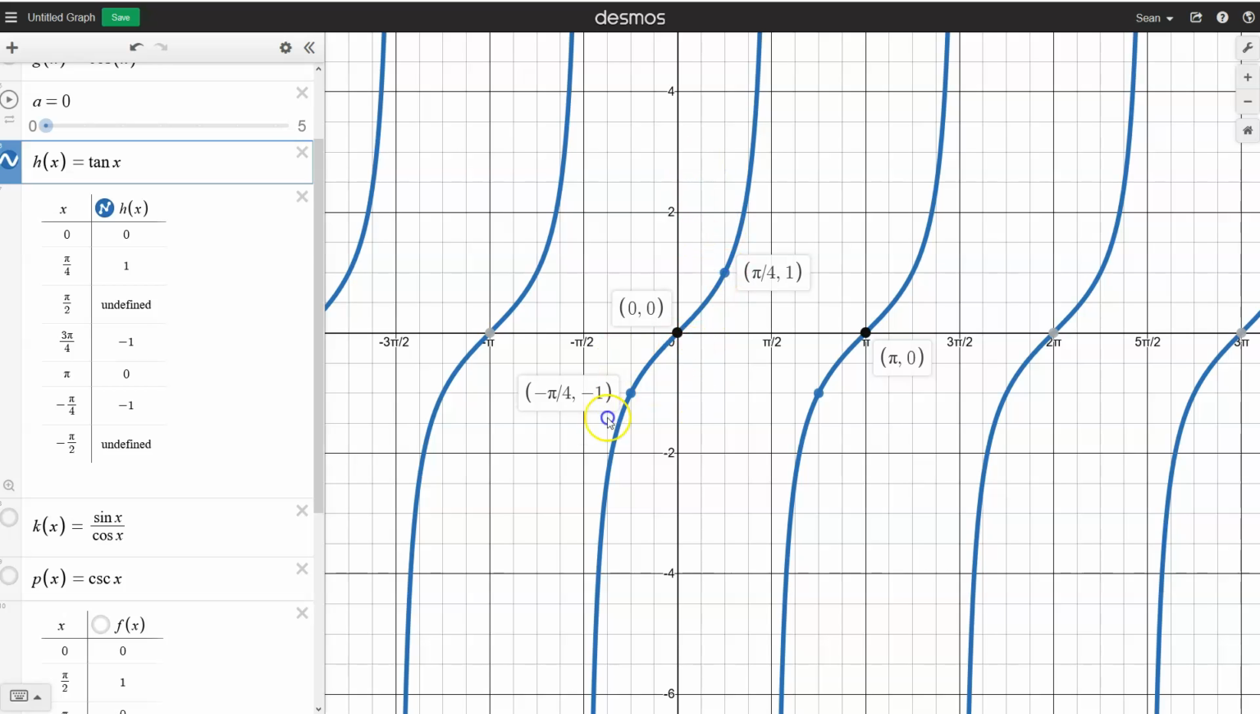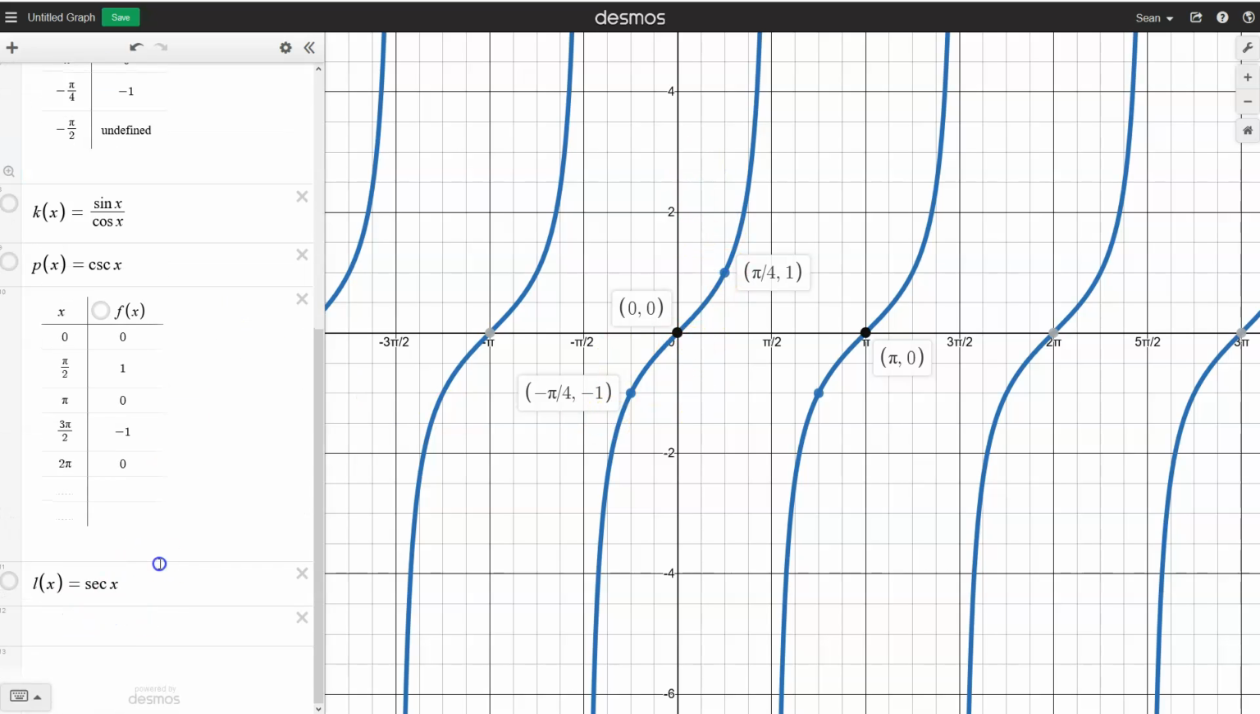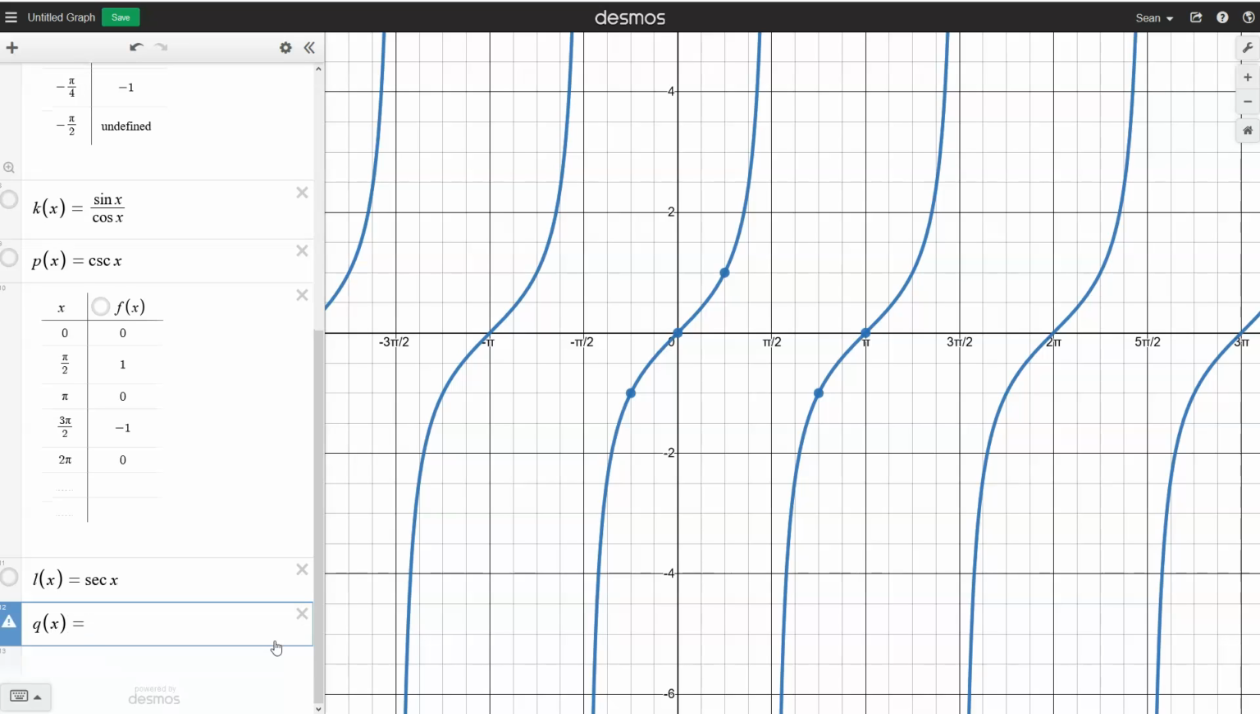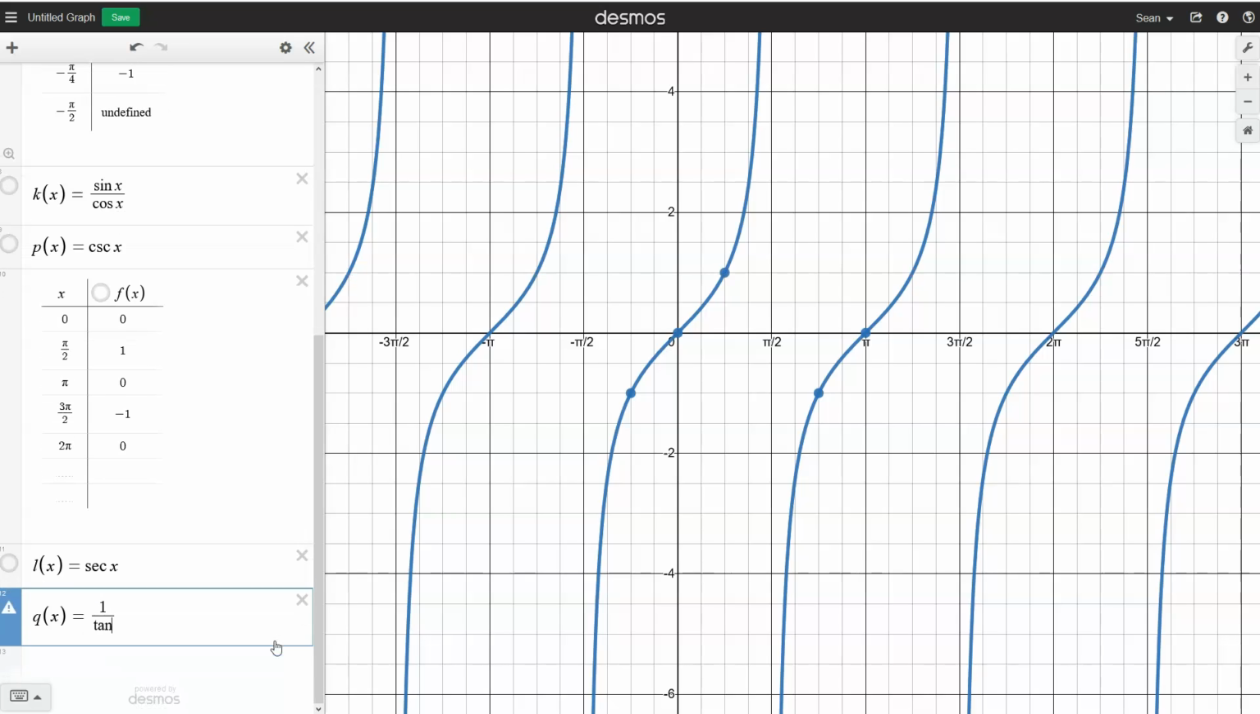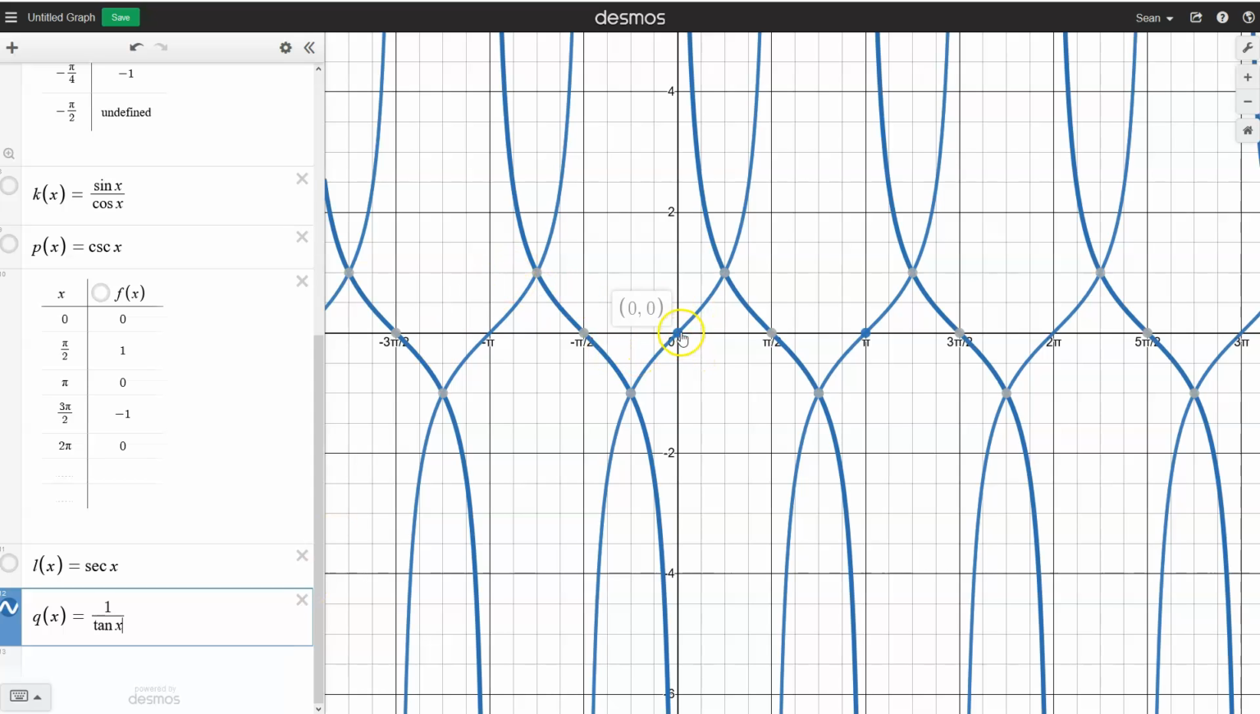Now when we reciprocate, meaning take 1 over tangent, what's going to happen? Well, it should flip with these values where it's 1 and -1. It should definitely be at those points as well. But what's going to happen when it's 0? What's going to happen when it takes on these asymptotes? Let's take a look. So if we call this q of x equals 1 over tangent of x, what do we see? Okay, it does meet at 1 and -1.